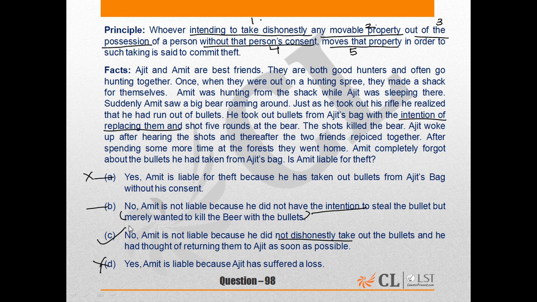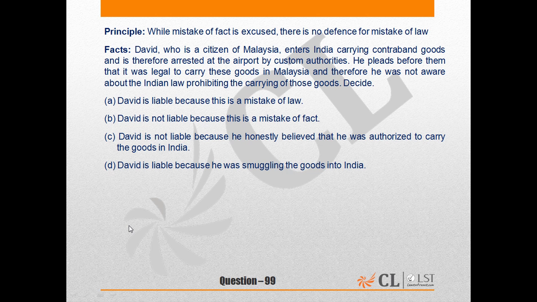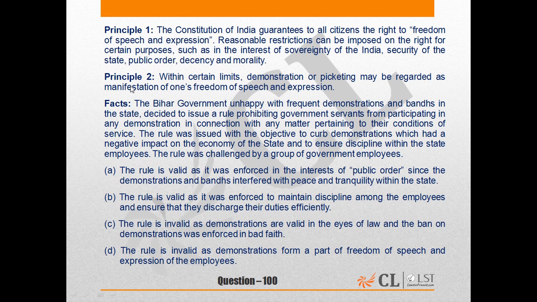Now, coming down to question number 99. Question 99 is again one of the very easy questions from the paper, and as most of the students have marked A, option A is the correct answer for this particular question. Now moving on to question number 100. Question number 100 has been a slightly doubtful question because most of the students have marked option A as the correct answer.